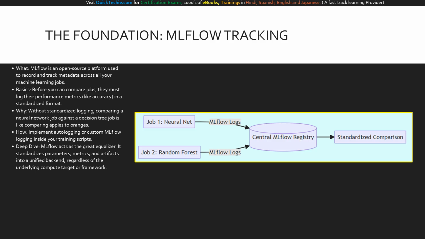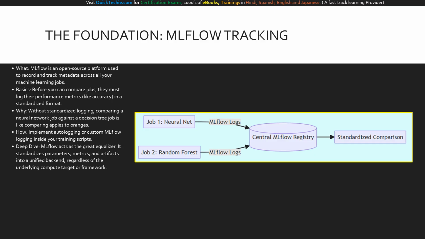How do we fix this? We mandate MLflow tracking in all our scripts. When jobs run, MLflow automatically captures parameters, metrics, and output artifacts in a uniform structure. This means whether you are training a massive neural network on a GPU cluster or a simple logistic regression on your laptop, the results are stored identically, making true apples-to-apples comparison a reality.